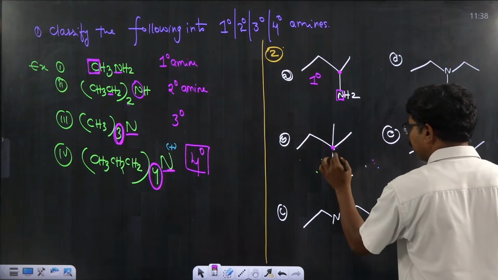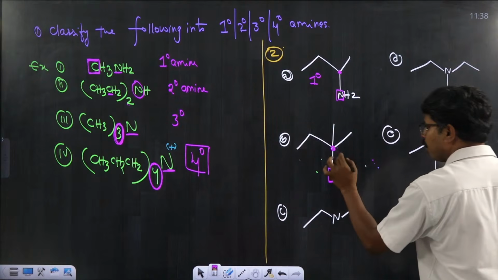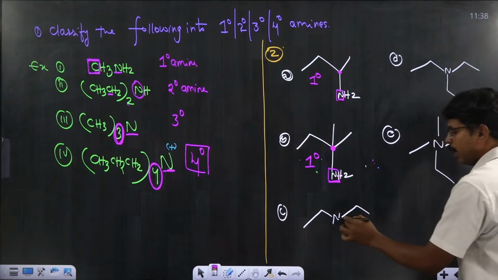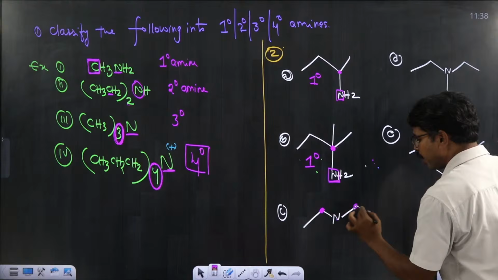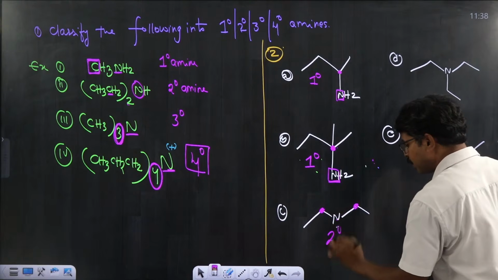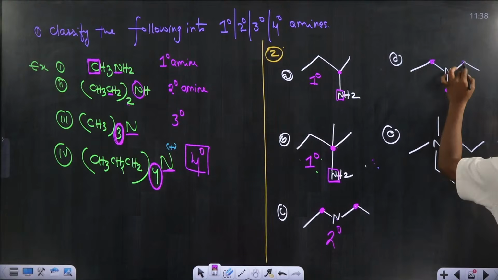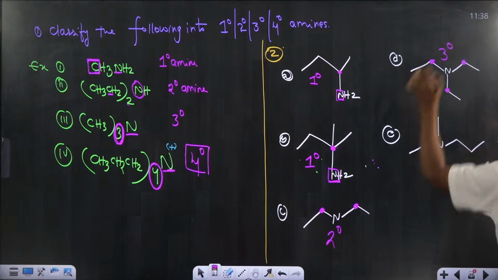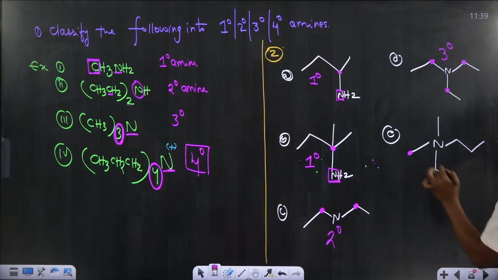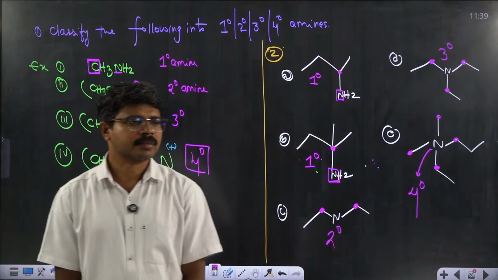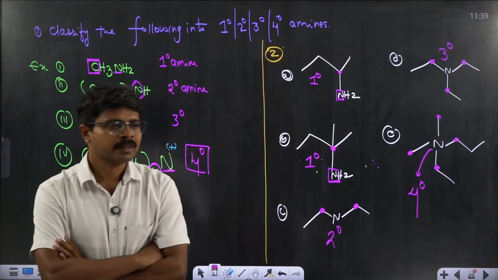Now again the same story. Nitrogen is directly connected to how many carbons? It is only one carbon. Again this amine is a primary amine. Here nitrogen is directly attached to how many carbons? Only 2 carbons. Hence it is a secondary amine. Here nitrogen is directly attached to how many carbons? 3 carbons. Hence this amine is a tertiary amine. Nitrogen is directly connected to how many carbons? It is 4 carbons. Hence this amine is a quaternary amine or 4-degree amine.